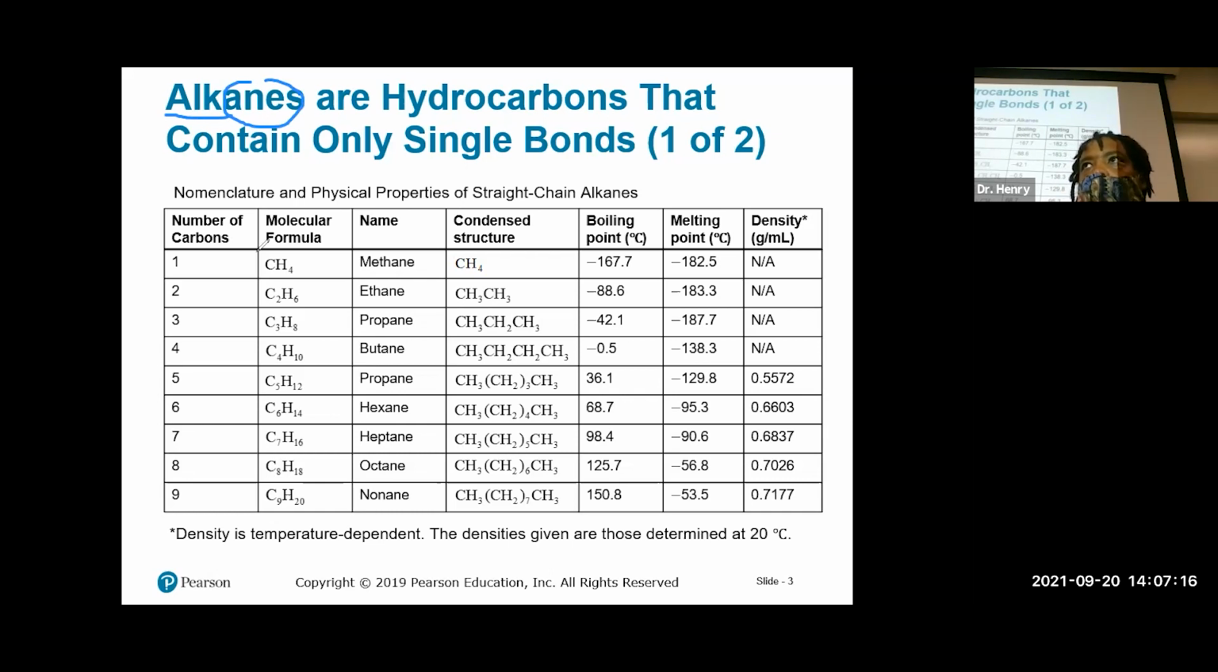So if there's one carbon, the prefix is going to be meth. If there's two carbons, the prefix is going to be eth. Three carbons, prop. Four carbons, but. Five carbons, prop. Actually, that's wrong. This is a mistake. That's totally wrong. It's pent. They put prop twice. Pent. Pentane. Pentane, yes. Gotta fix that chart.